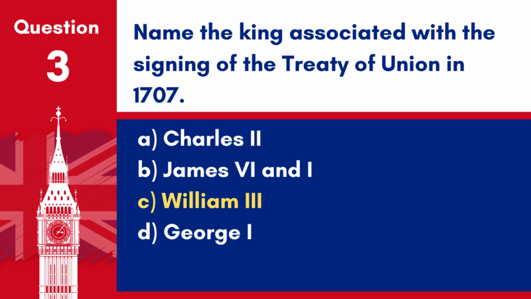Answer: C. William III. William III was the king at the time of the signing of the Treaty of Union in 1707, which led to the creation of the Kingdom of Great Britain.